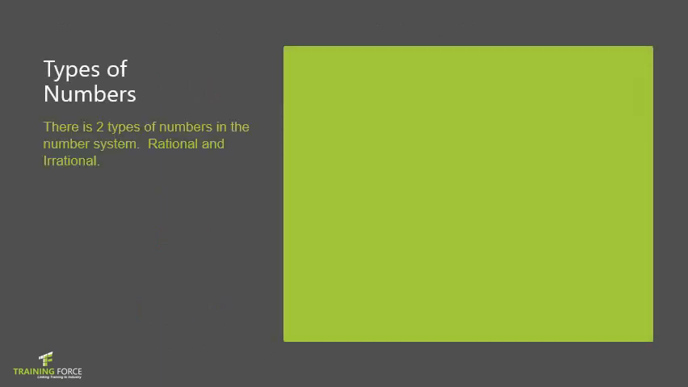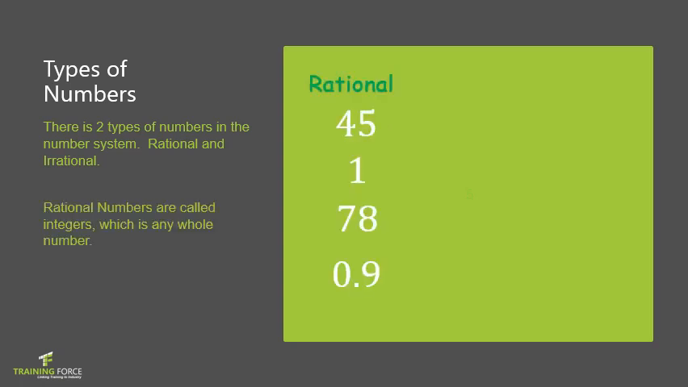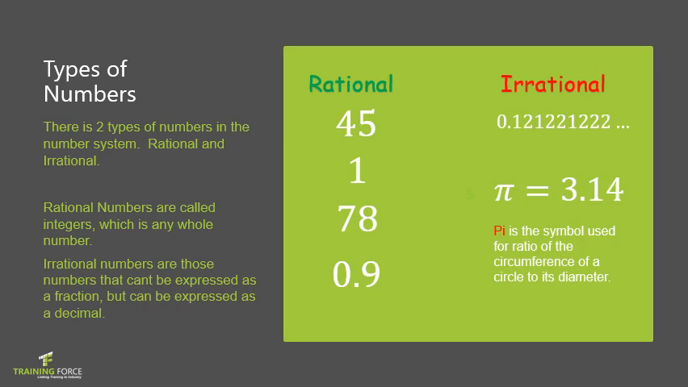Now in the decimal number system, we get two different types of numbers, rational and irrational. Rational numbers include integers, which are any whole number. Irrational numbers are those numbers that can't be expressed as a fraction, but can be expressed as a decimal. Now, if we take a look at the examples, you'll see they're rationals. Rational numbers are not just whole numbers, they can be decimal numbers as well, just as long as you can express them as a fraction.